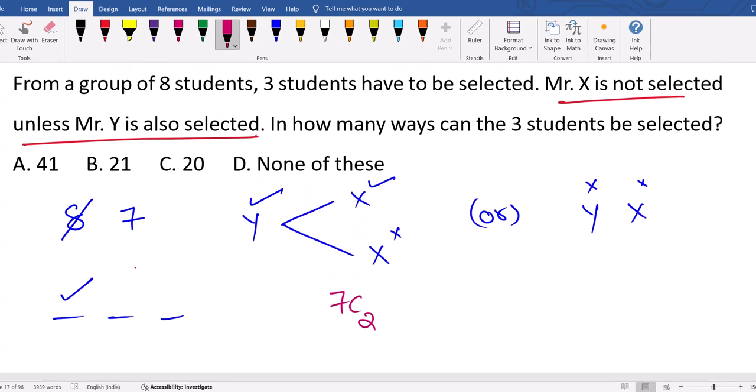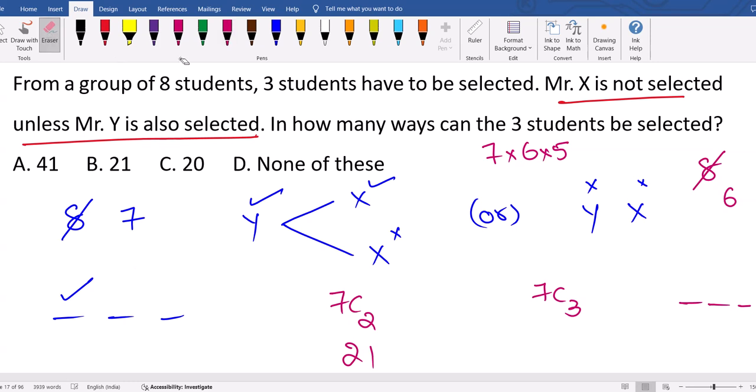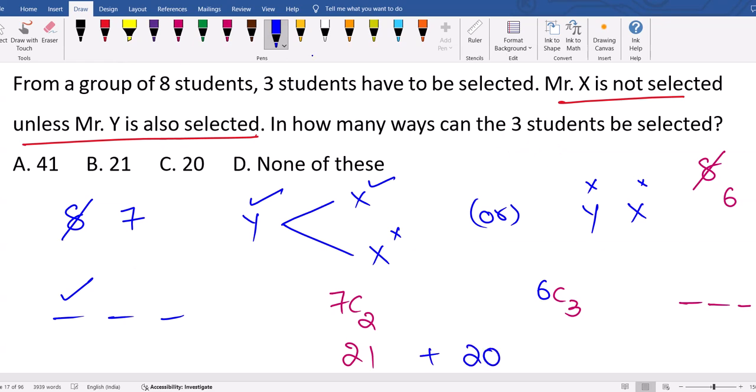7C2 is 7 into 6 divided by 2, which is 21. Next, Y and X not selected means out of 8 people, these two are not wanted. Now only 6 people are available and 3 slots are still waiting. 7C3 means 7 into 6 into 5, divided by 6, sorry, so it is 35. Anyhow, 21 plus 20, we got 41. Option A is valid.